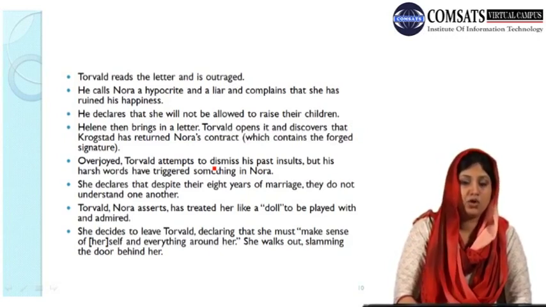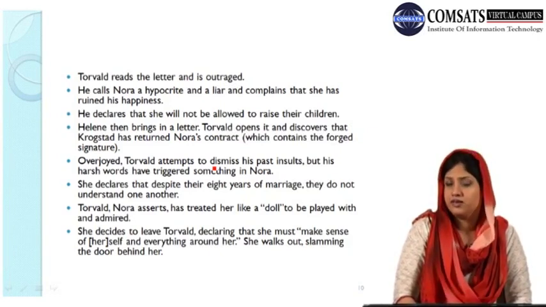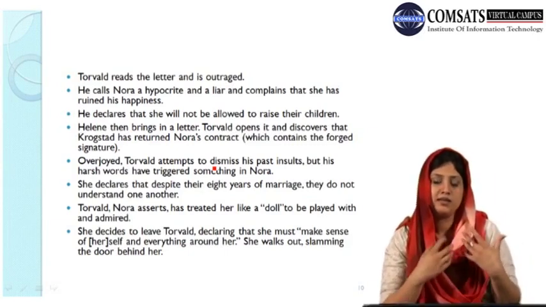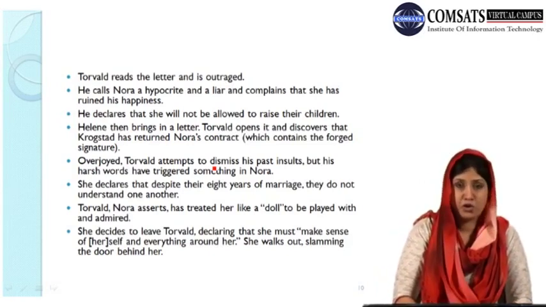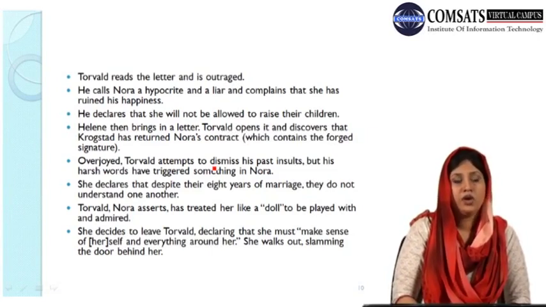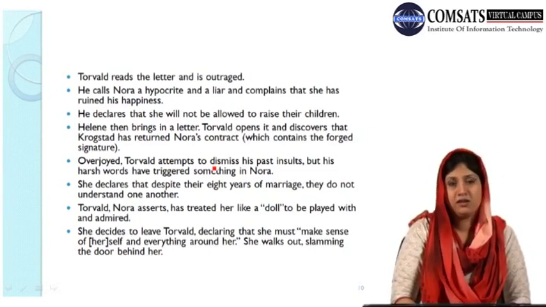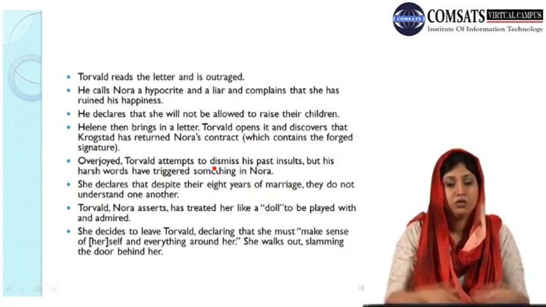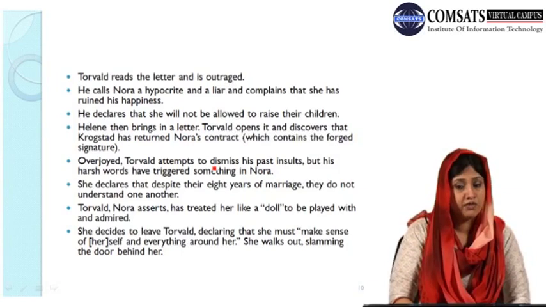Helen then brings in a letter, and Torvald opens it and discovers that Krogstad has returned Nora's contract. We see that Torvald is in some kind of fear too. Torvald's fear is that Krogstad, since he has been dismissed by Torvald, might use Nora's contract with forged signature, that is an illegal attempt against Helmer's family, to ruin their reputation in the society, and this makes Torvald afraid because he does not want to lose his reputation. So we need to understand here what Torvald is basically afraid of.